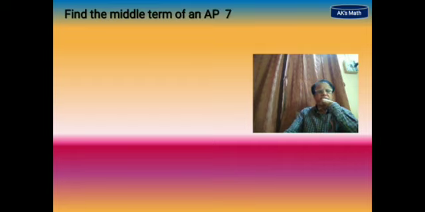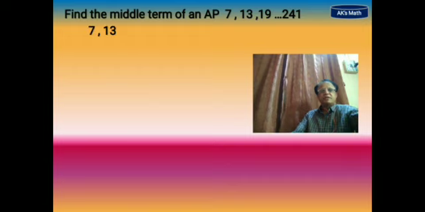Now, one more example we have to learn now. Find the middle term of an AP. Middle term निकालने की इसकी 7, 13, 19, ... 241. Now, at first arrange the AP 7, 13, 19, ... 241. इसमें A की वैल्यू तो 7 है, D की वैल्यू हमारे पास 6 है. 13 में से 7 इजीली माइनस कर सकते. So we can get D is equal to 6.